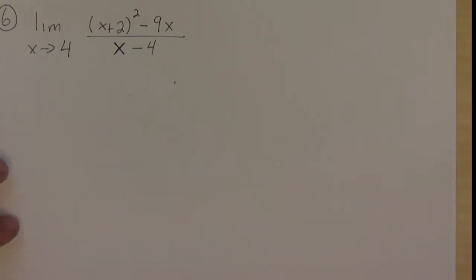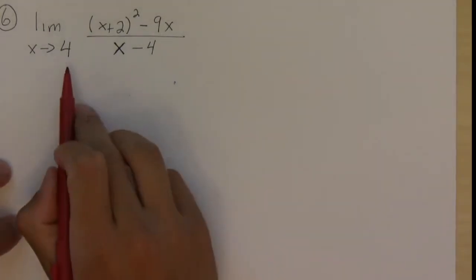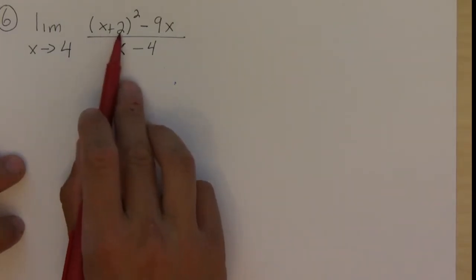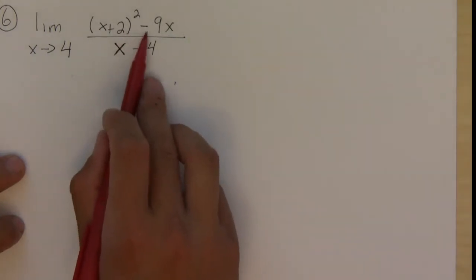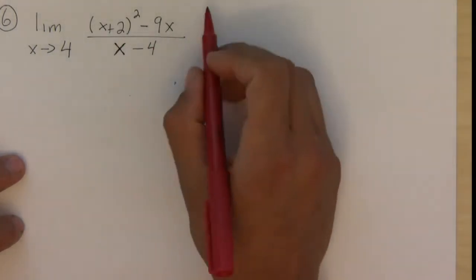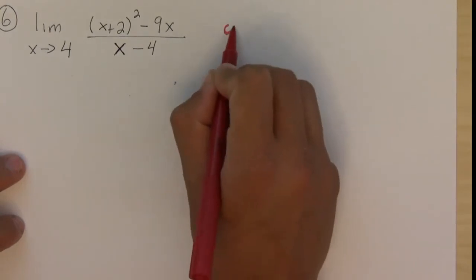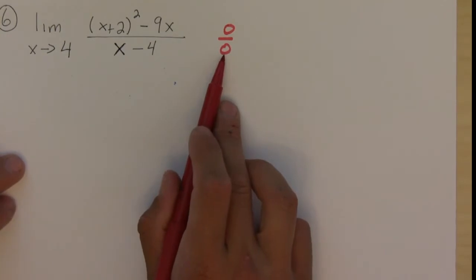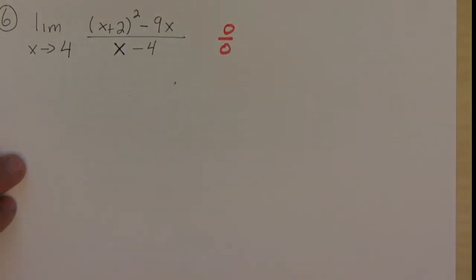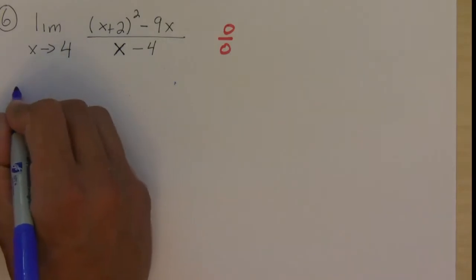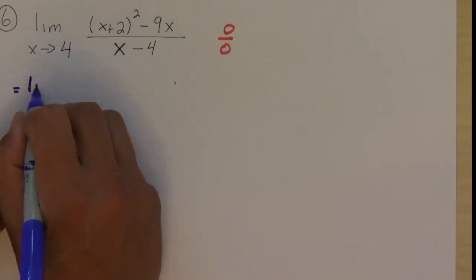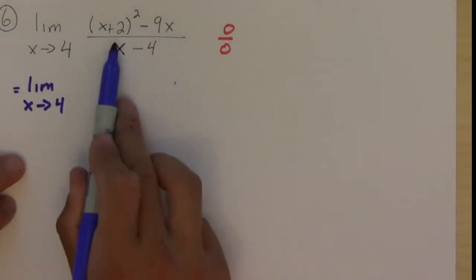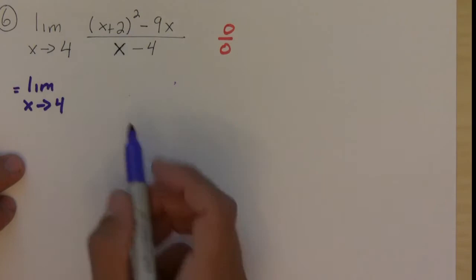Okay, so in this limit problem, we're going to do our usual. If we try plugging in the number 4 on top, we would get 4 plus 2 is 6. 6 squared is 36, minus 9 times 4 is 36. So on the numerator I would have 0, and the bottom I would have 0 as well. And this is an indeterminate form, which means that I have to do more work, basically.